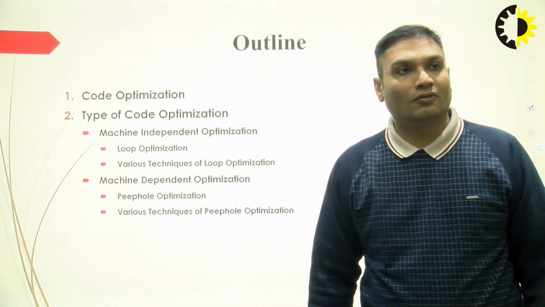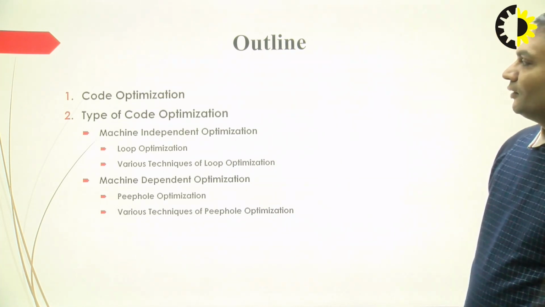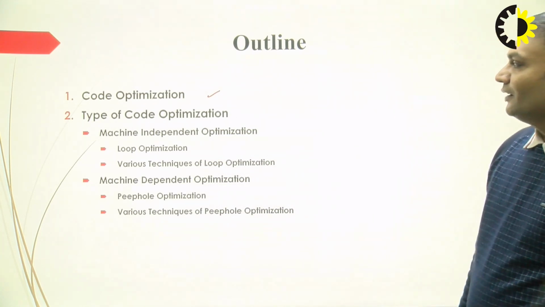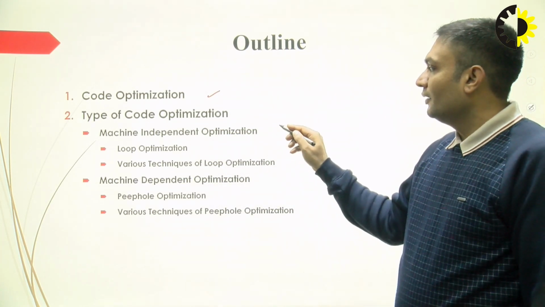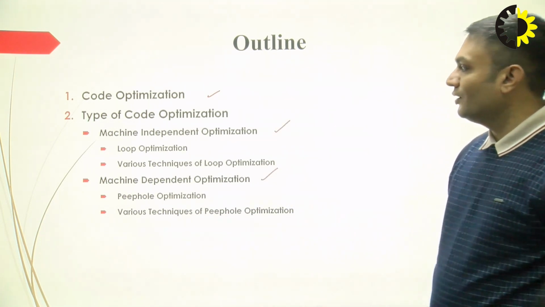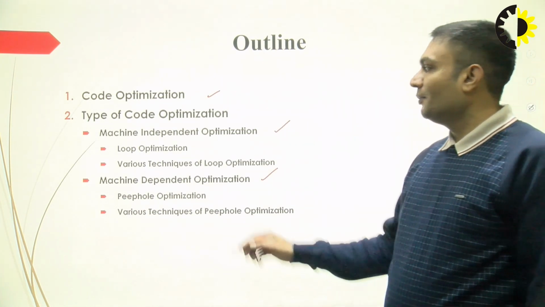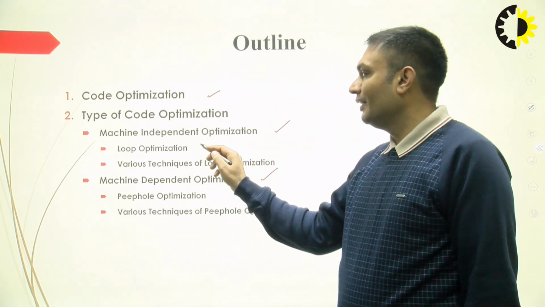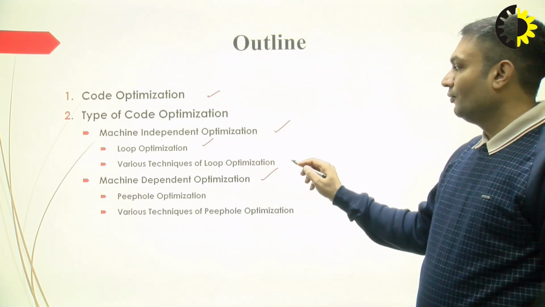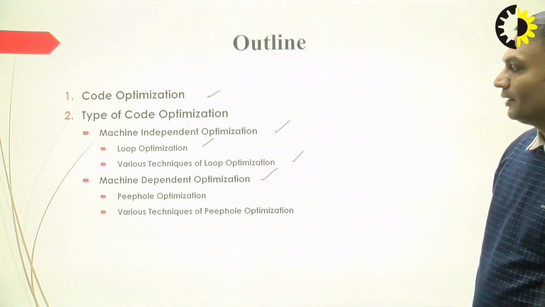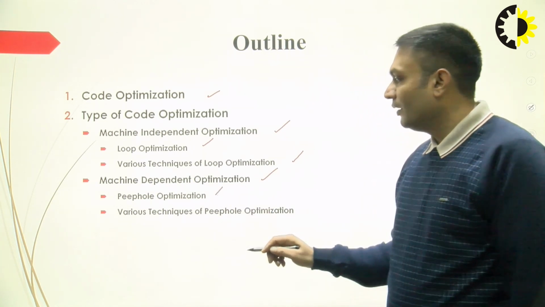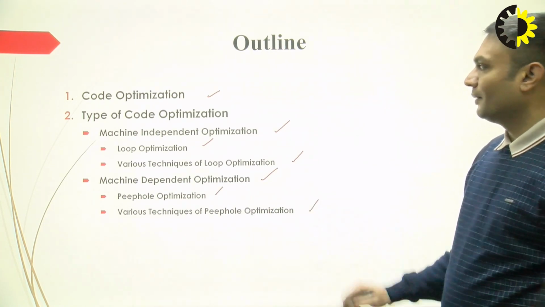So, what is the outline? This is the outline of today's lecture. We will discuss code optimization and its various types, that is machine independent and machine dependent optimization. In machine independent optimization, we will discuss loop optimization and various techniques of loop optimization. In machine dependent optimization, we will discuss peephole optimization and various techniques of peephole optimization.